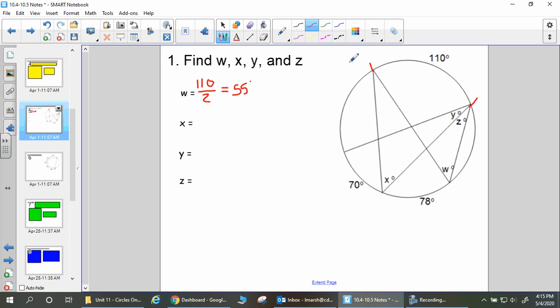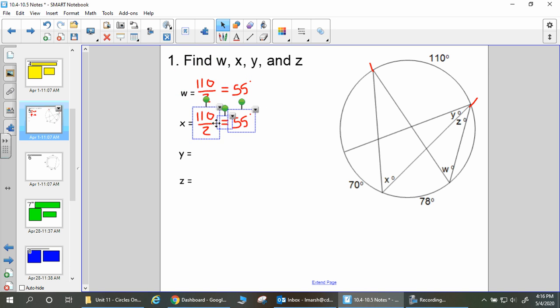So they actually make the same arc, which means I can literally take what we just wrote and copy and paste it right below. I could have just said X equals 55. I already did the math, but it is for the same reasons.